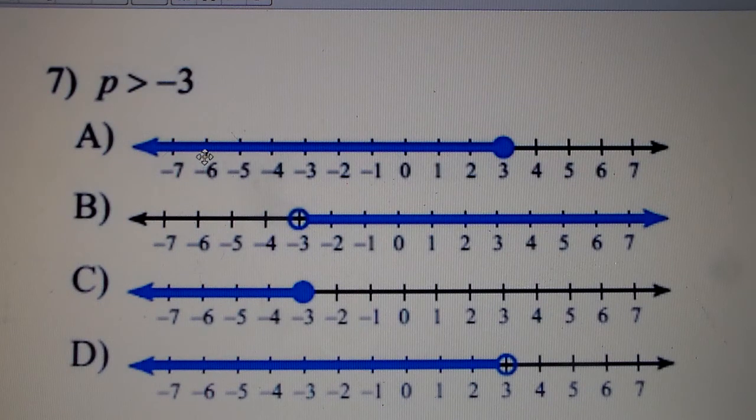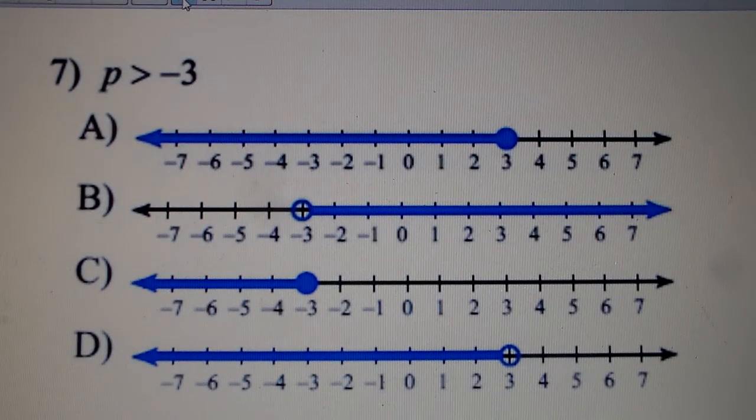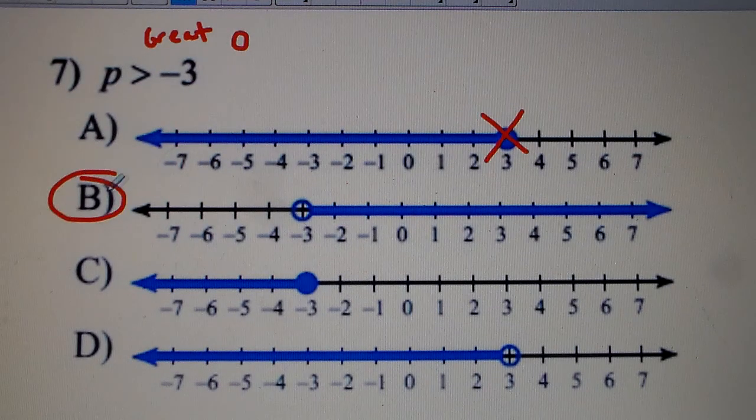Look at number 7. We have P is greater than -3. There's a little Pac-Man guy eating the P. So we know it's greater than. So we have +3. Well, we know that's not going to work. We know that there's no line underneath, so that's an open circle. So we look at B, an open circle at -3. Cool. And it's greater than, so it's to the right. So our answer is B, number 7.